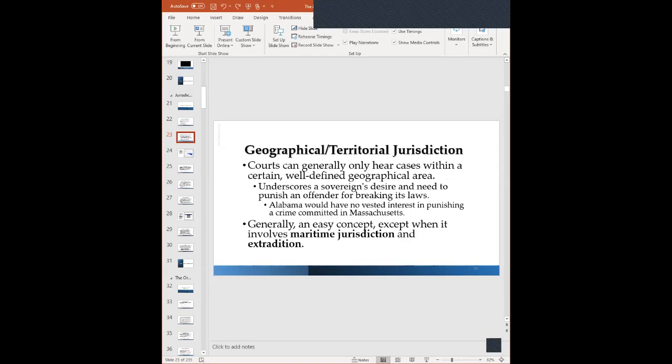So maritime jurisdiction, basically you're referring to the government's ability, whether it's a state or the federal government, to arrest people, to have power over people who are in the ocean, basically, right? Using waterways. Maritime jurisdiction gets kind of complicated, and I'm going to show you a picture of what it looks like so you can see just how crazy it is.